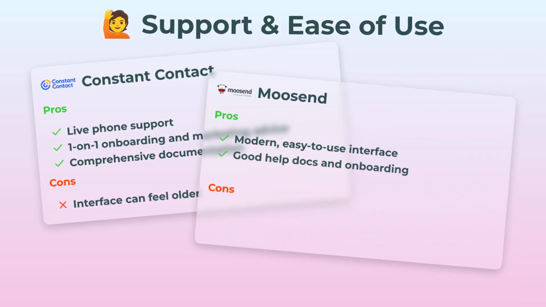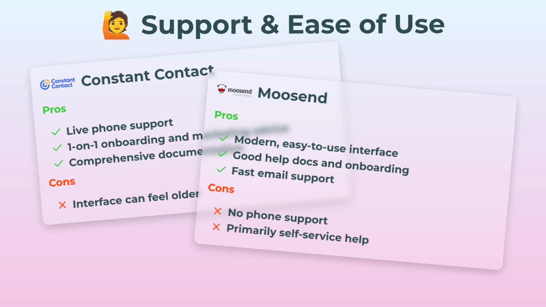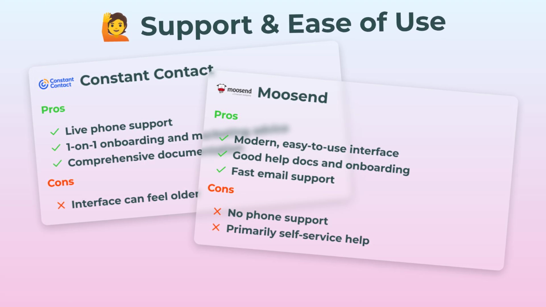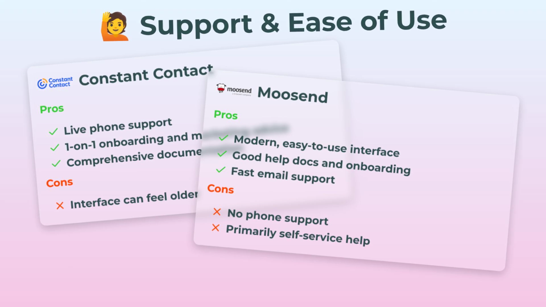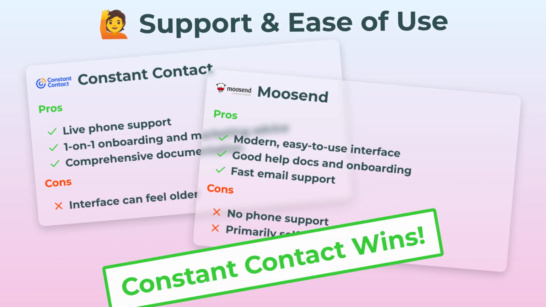Moosend, on the other hand, has a much more modern, clean interface. The help docs are great, onboarding is quick, and their email support is speedy, but no phone support. You're mostly on your own, which could be a deal breaker for some of you. So if you like hand-holding or just get stuck easily, Constant Contact is the champ here.